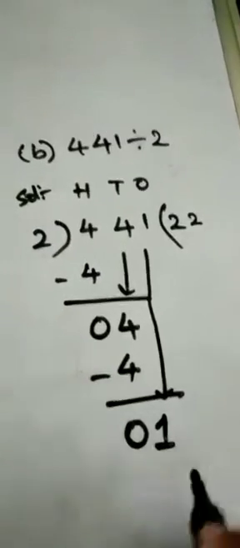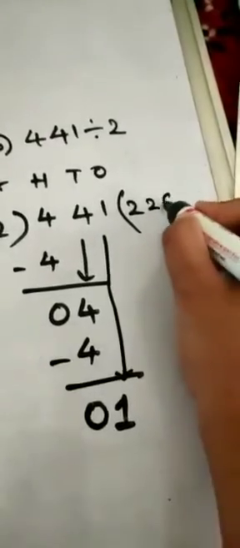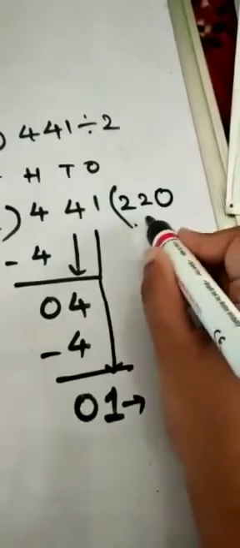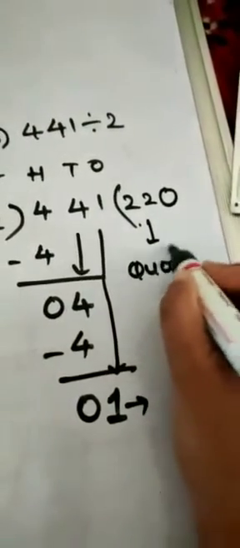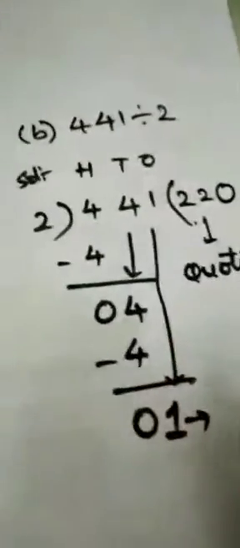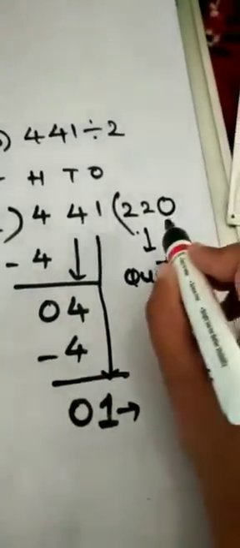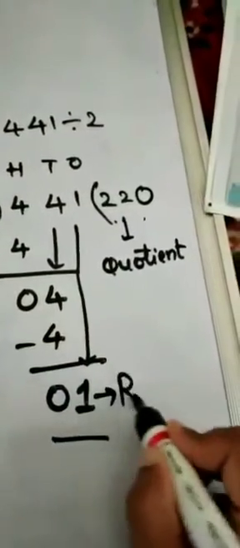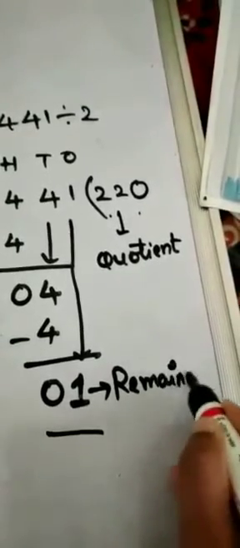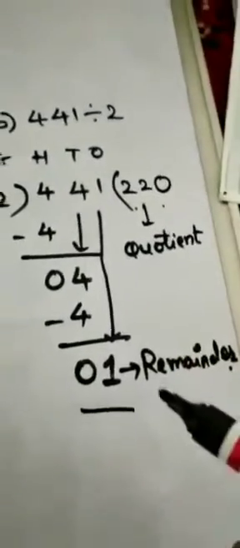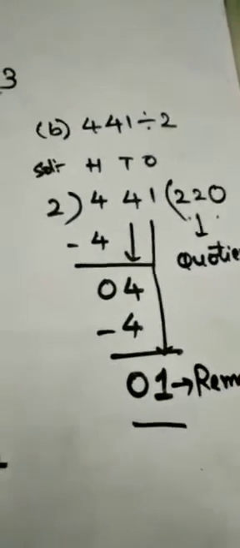We cannot divide 1 by 2. So what we have to do? We have to write 0 in the quotient place, and we should consider this 1 as remainder and this 220 as quotient, because we cannot divide 1 by 2. So we are writing 0 in the quotient in ones place, and we are considering this 1 as remainder. Here quotient is 220 and remainder is 1. This is our first bit.